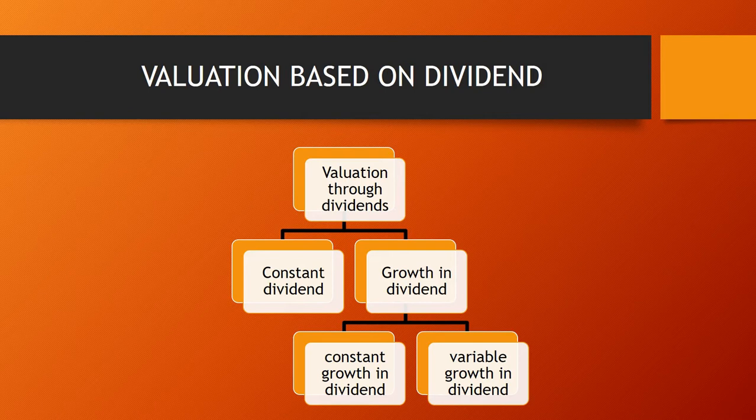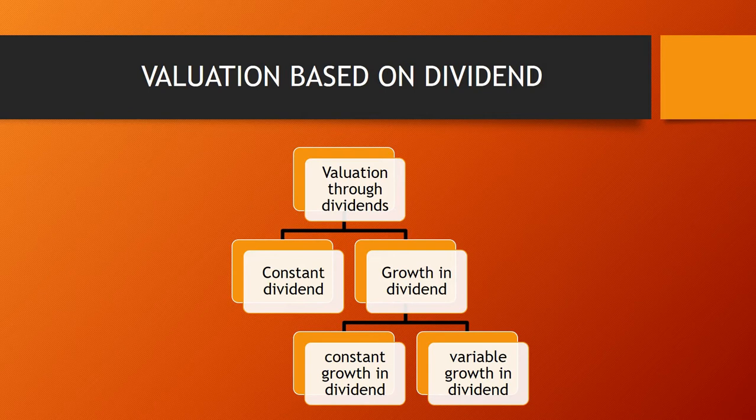Next comes when there is a growth in dividend. Growth in dividend means that in the first year the dividend is 10, then it's 11, then 12 or 13 or 16 or 19. That means every year the dividend is increasing, so we can say there is a growth in dividend. Now the question arises, how can we find what the percentage of growth is? That's why we have divided growth in dividend into two parts: constant growth in dividend and variable growth in dividend.